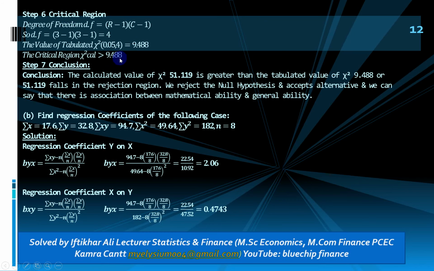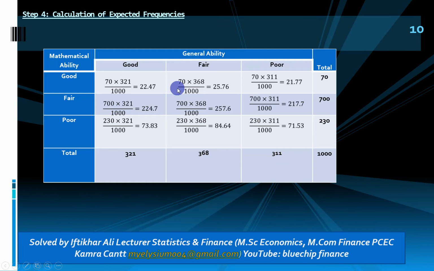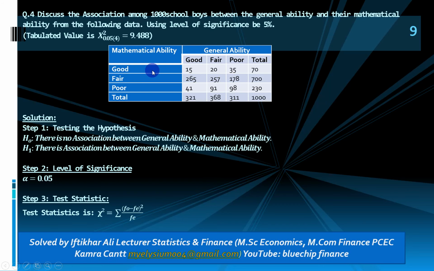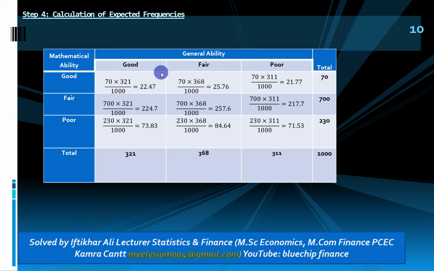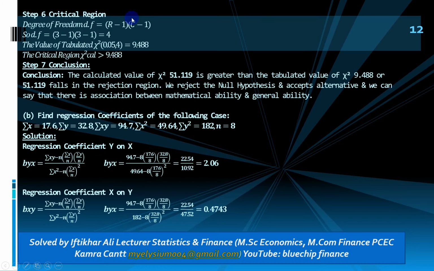So how can we get the degrees of freedom? Simply rows minus 1 multiplied by columns minus 1. There are 3 rows and 3 columns. So 3 minus 1 multiplied by 3 minus 1, 2 multiplied by 2, which is equal to 4. So the value is 9.488.